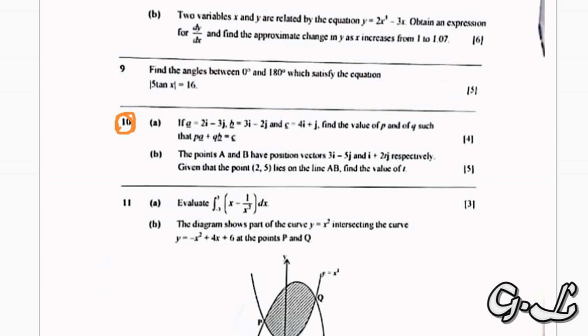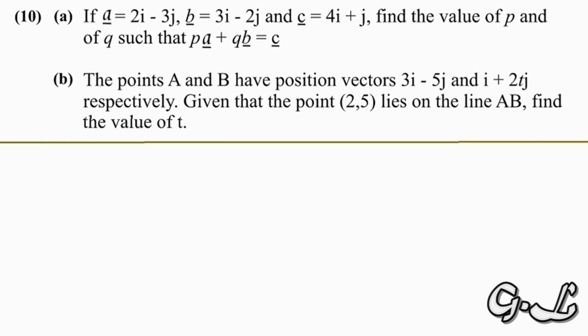So now let's quickly get into the solving. We're going to start with the first part of the question, which is part A. When you look at part A, we're given 3 position vectors, the position vectors for A and B and also C. The question is to find the value of P and of Q, given that we have the expression P vector A plus Q vector B is equal to vector C.